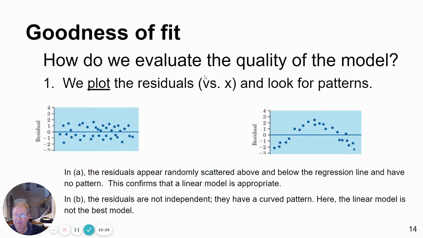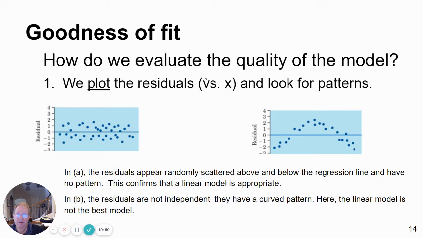In A, the residual plot on the left, the residual plot appears randomly scattered above and below the regression line, and there's no pattern. This is what we want to see. We want to see a random scatter of the residual plots. This indicates that our explanatory variable is extracting all of the signal possible, and it confirms that our linear model is appropriate.